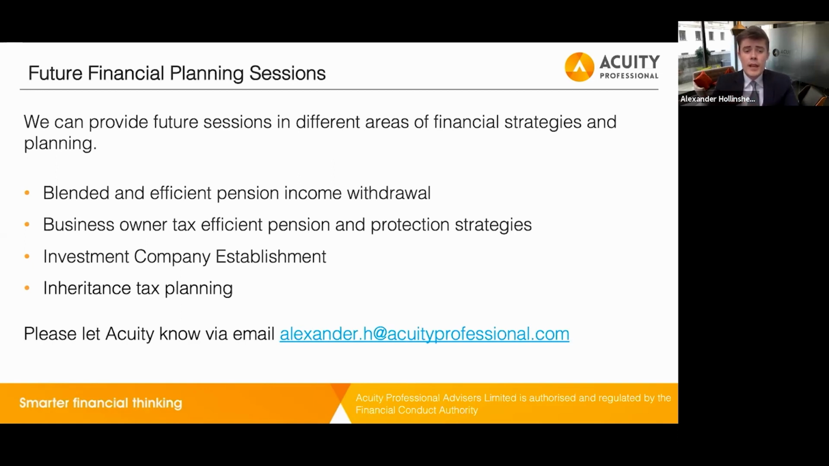And we also look at establishing investment companies. This sort of goes beyond the scope of what we're trying to cover now, which is trying to cover the basics of your pensions, your investments, your day-to-day savings. But again, these are things that we look at. And we also look at protection strategies to make sure that in different scenarios, you are covered.